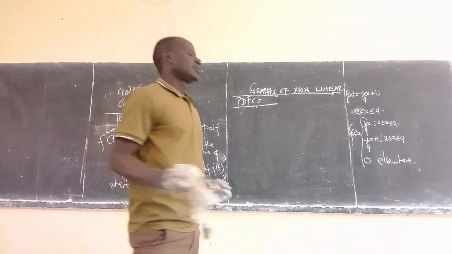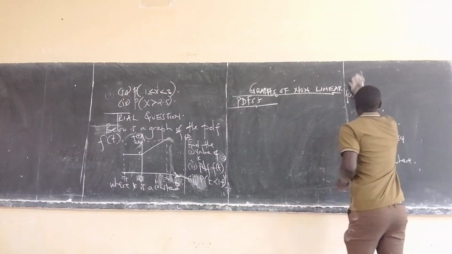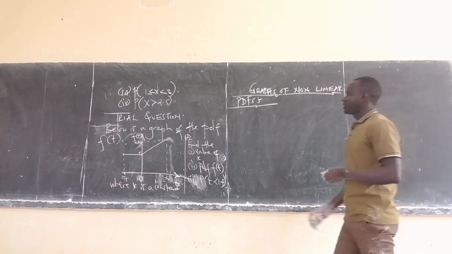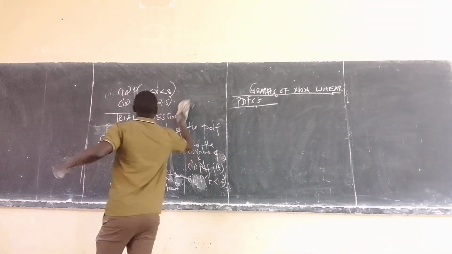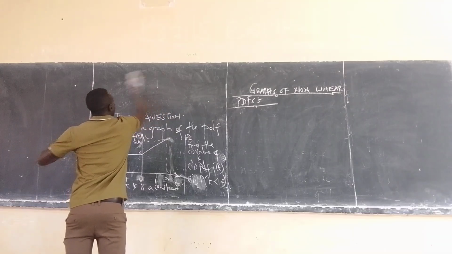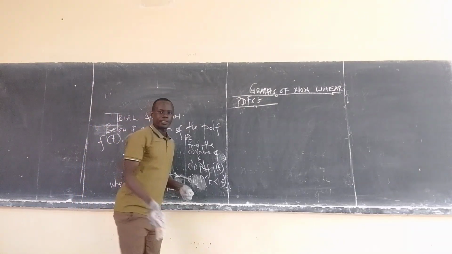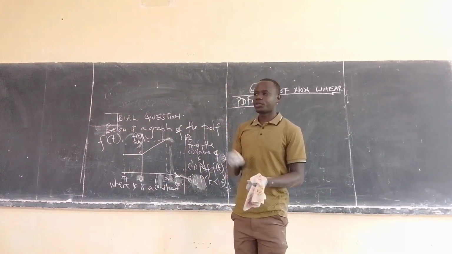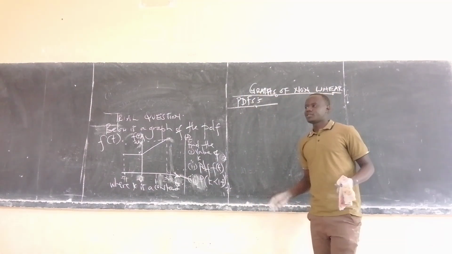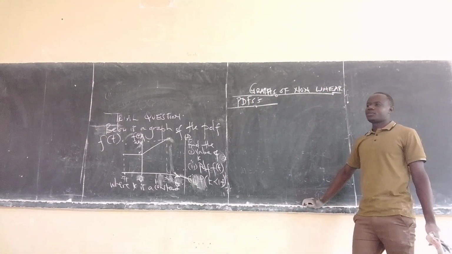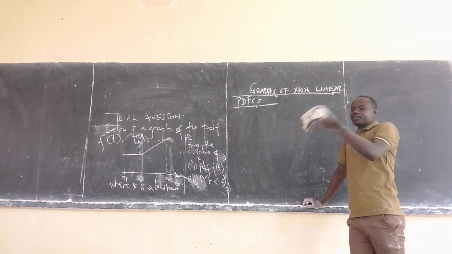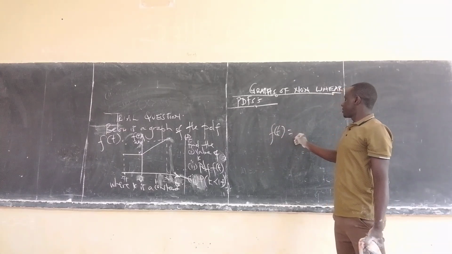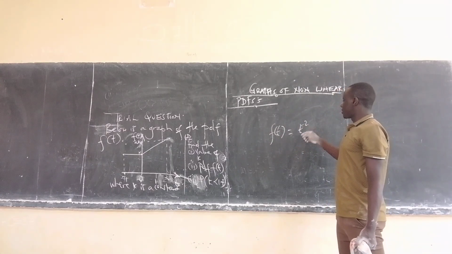A PDF is said to be linear if the highest power on the variable in which it is defined is a 1. If the highest power on the variable in which the PDF is defined is a 1 or a 0, then it is linear. Otherwise, if it is 2 and beyond, or if it is negative, for example, if f of t is t to the power negative, this is nonlinear.